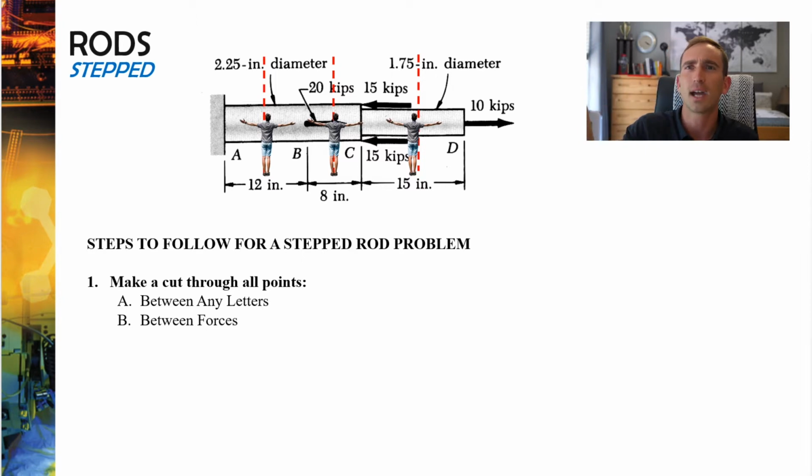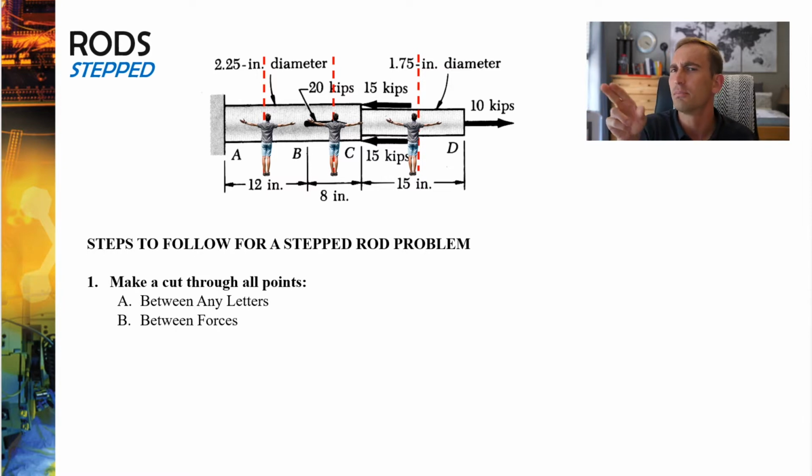So for example, if we look at section CD, we can see that the only thing that rod CD is experiencing is a 10 kip pulling out. So what that probably means is that that rod is going to be stretched. Because that rod is stretched, that person is probably pulling in to fight that.